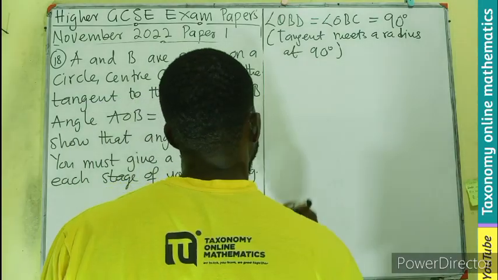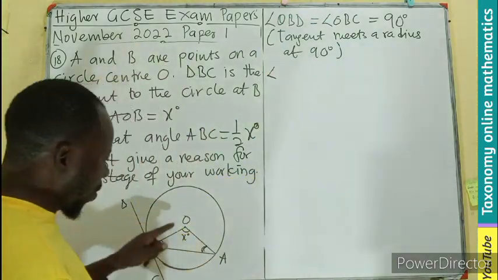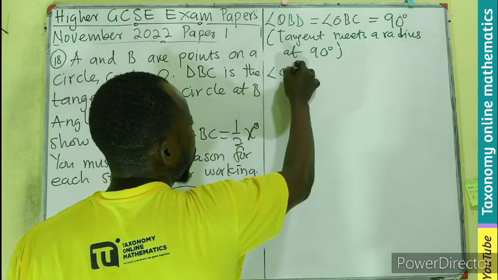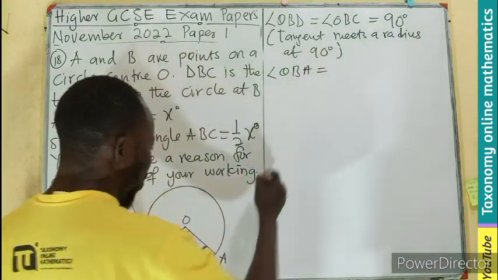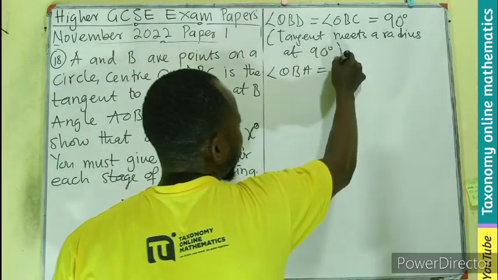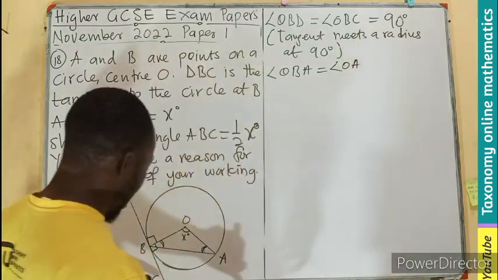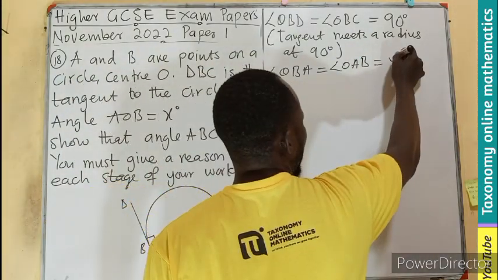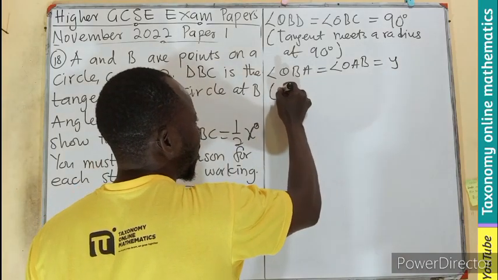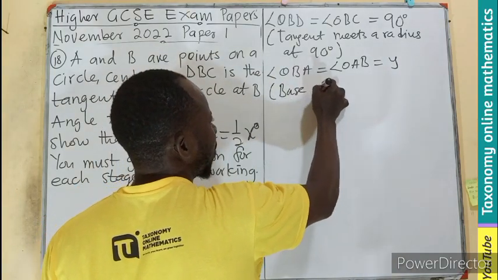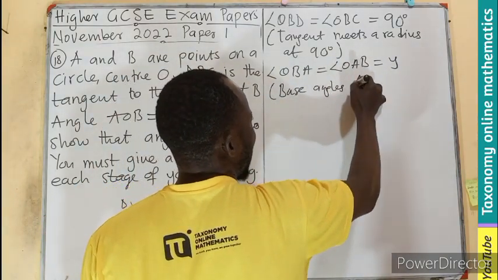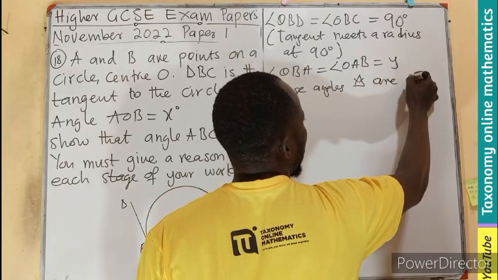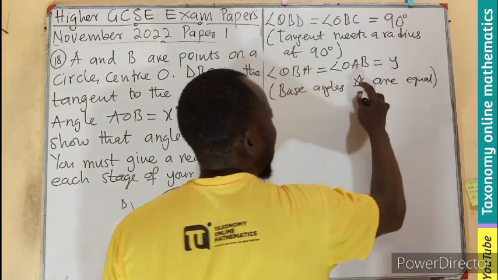So how will I describe that? The angle OBA will be equal to the angle OAB. Let's just say that is equal to y. What property? The base angles of an isosceles triangle are equal. You can write this as y.